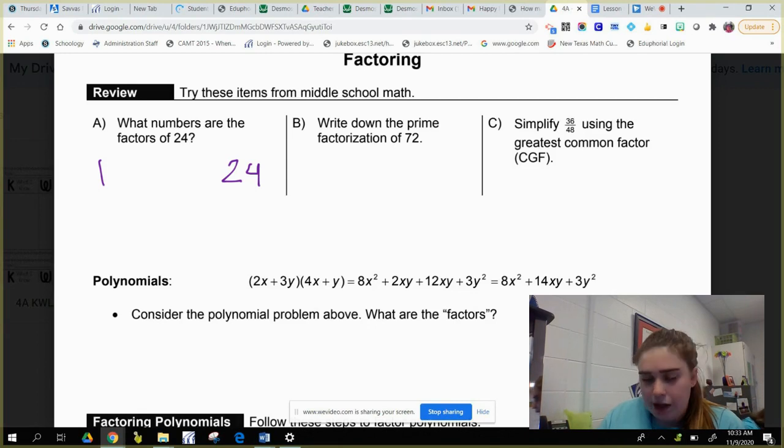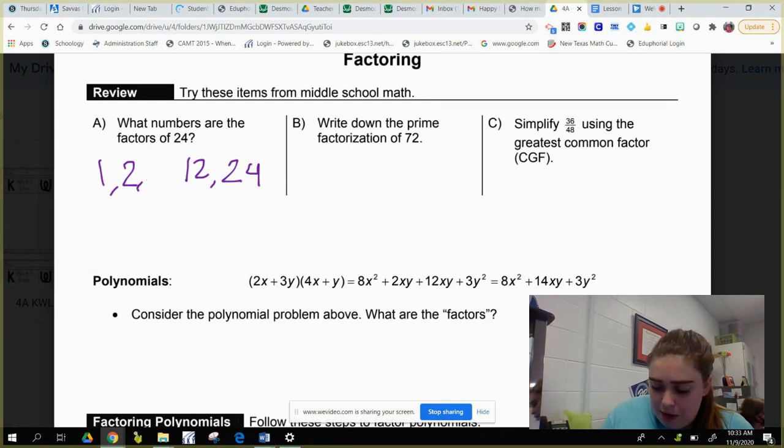Let's think about the next number after 1. What about 2? Can we multiply 2 by anything to make 24? So the answer is yes, we can multiply 2 by 12 to make 24. Okay, so 2 more factors in that list now. Okay, let's look at the number after 2, 3. Can we multiply 3 by anything to make 24? Yes, we can multiply 3 by 8. Right, 3 times 8 is 24. Okay, what about 4? Can we multiply 4 by anything? Yes, we can multiply 4 by 6.